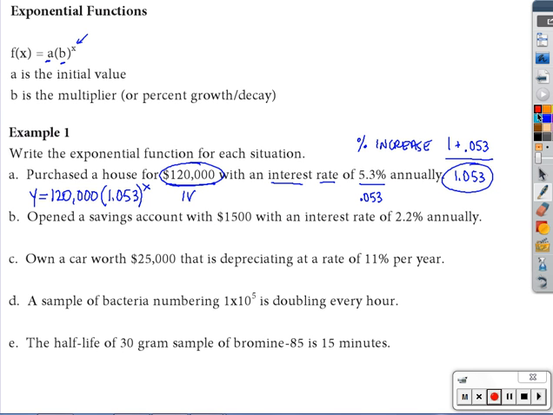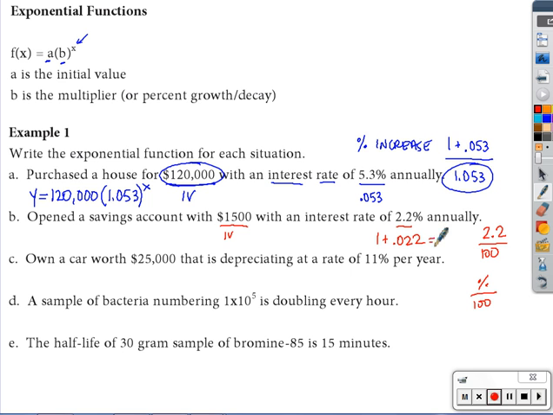Part B, we opened a savings account with $1,500. And the interest rate of that savings account is 2.2%. So because the $1,500 is what we deposited, that's our initial value. The interest rate in a savings account grows, so we're going to do 1 plus 0.022. Now if you're unsure about changing a percent to a decimal, all we're doing is dividing by 100. So I'm getting that 0.022 by taking the percent divided by 100. That should be something we've seen before.